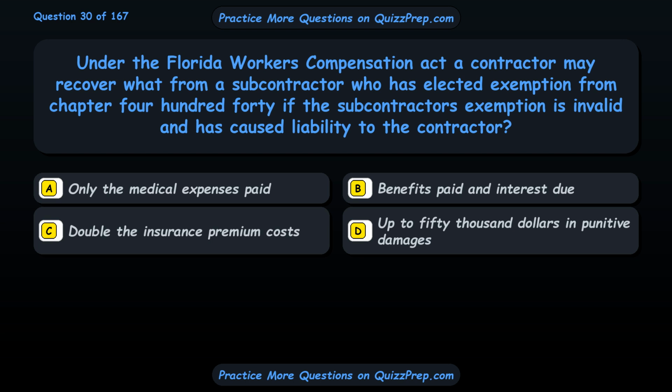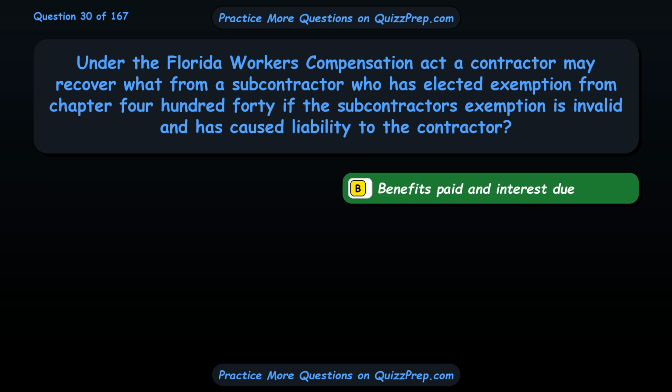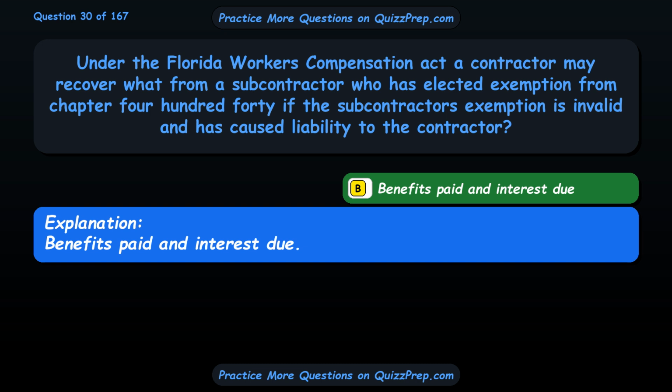Question 30. Under the Florida Workers' Compensation Act, a contractor may recover what from a subcontractor who has elected exemption from Chapter 440 if the subcontractor's exemption is invalid and has caused liability to the contractor? Option A, only the medical expenses paid. Option B, benefits paid and interest due. Option C, double the insurance premium costs. Option D, up to $50,000 in punitive damages. The correct answer is option B, benefits paid and interest due.